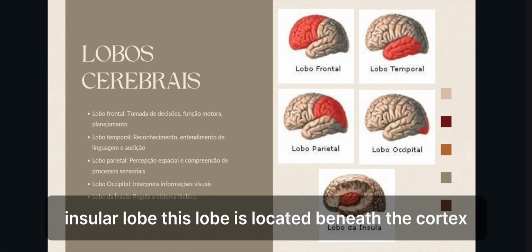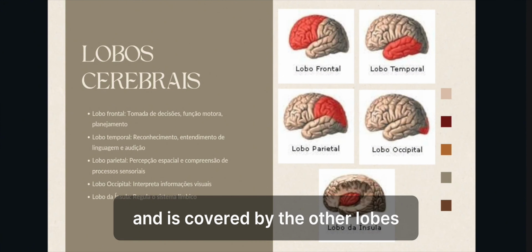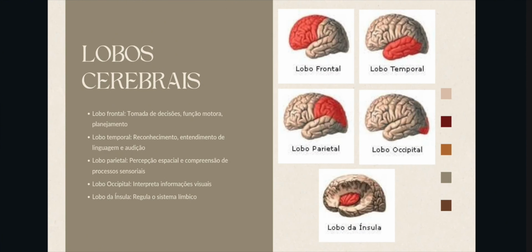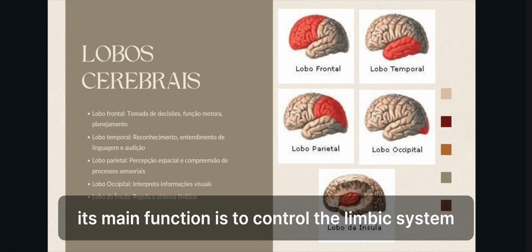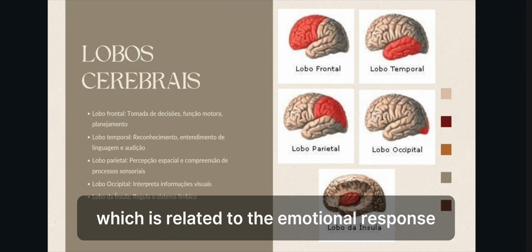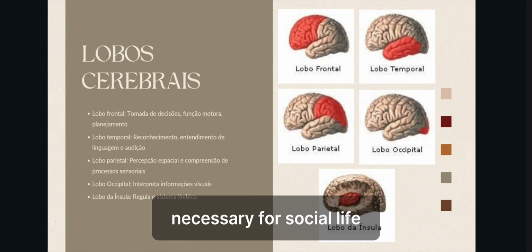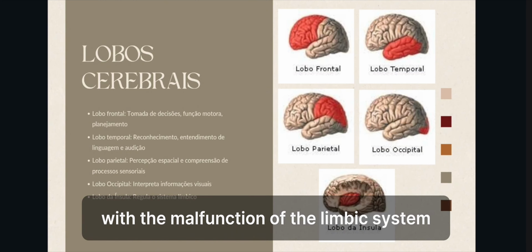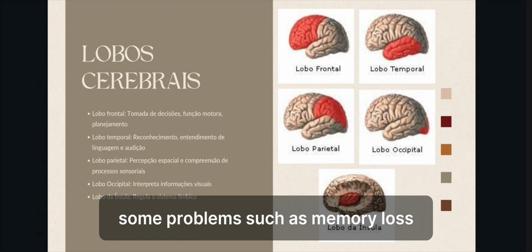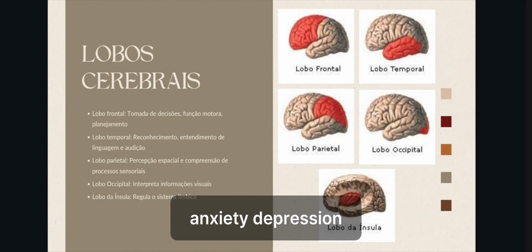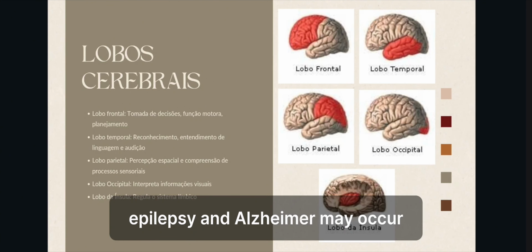Insular lobe. This lobe is located beneath the cortex and is covered by the other lobes. Its main function is to control the limbic system, which is related to the emotional response necessary for social life. With the malfunction of the limbic system, some problems such as memory loss, anxiety, depression, epilepsy, and Alzheimer's may occur.